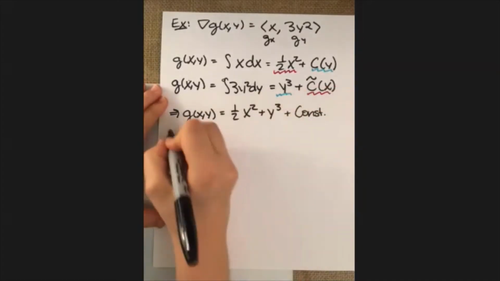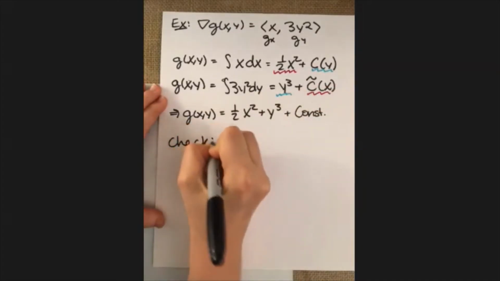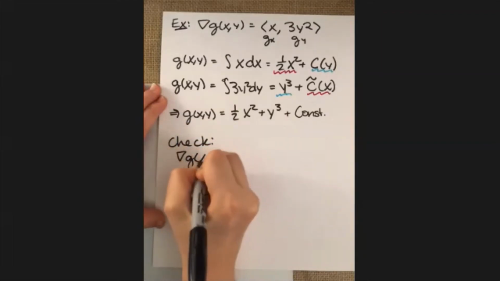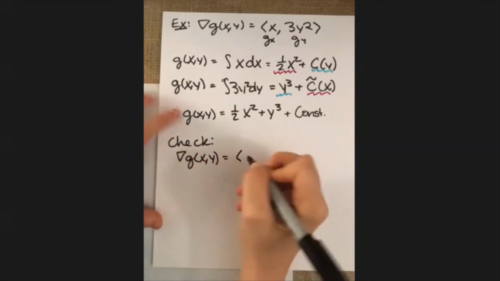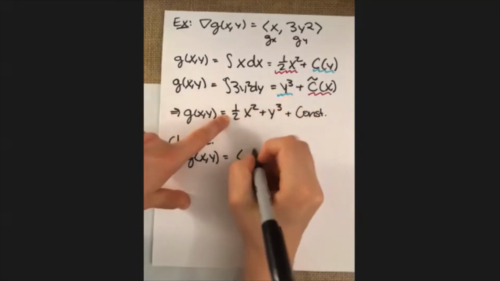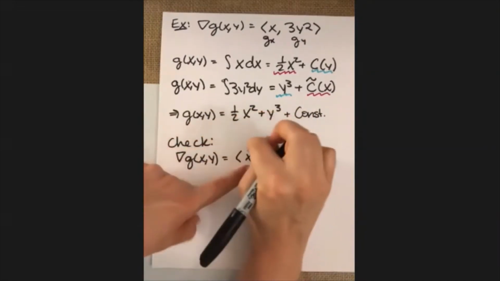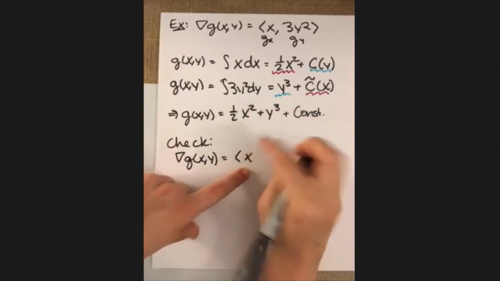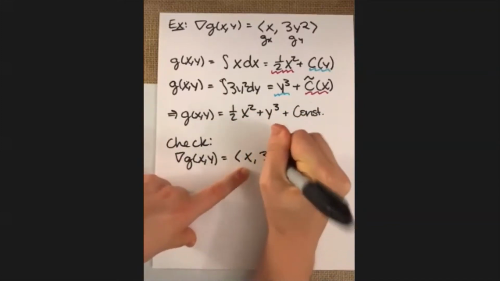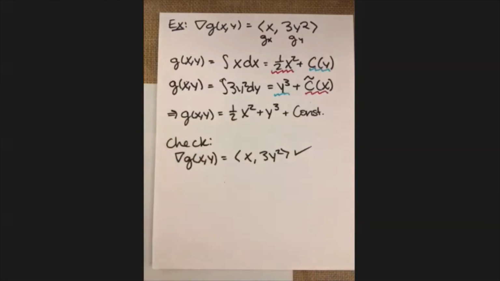And as before, we're able to check. So if I take the gradient here, I'm just going to be left with x, because the partial derivative of this guy with respect to x is just going to give me x, and then I have 3y squared. So it does indeed work out.